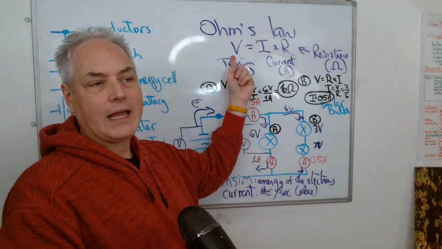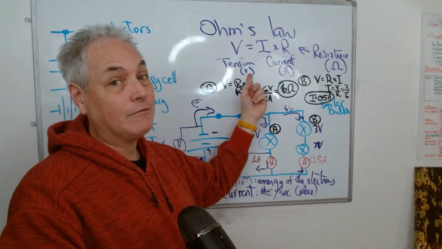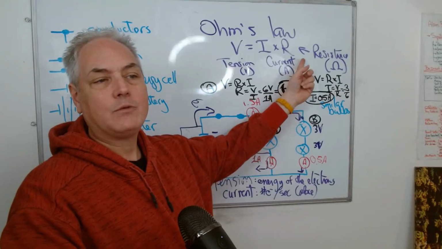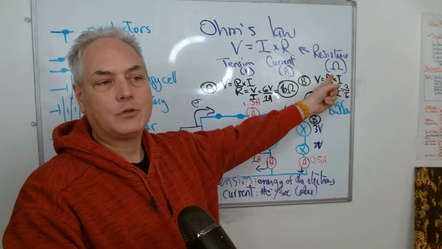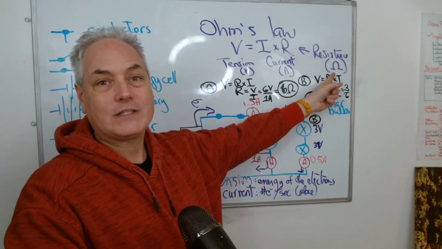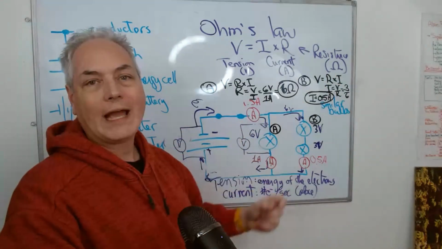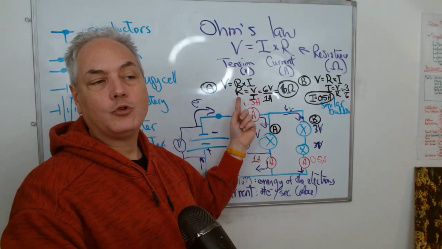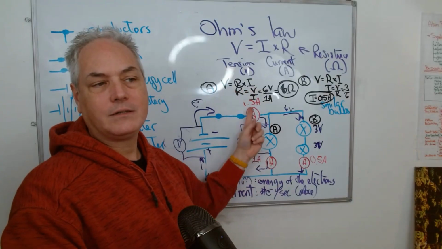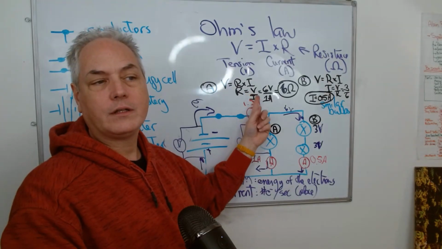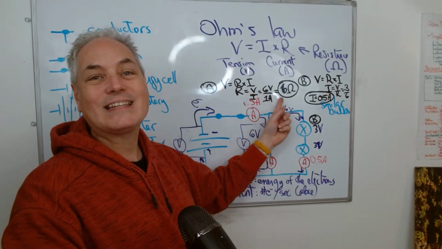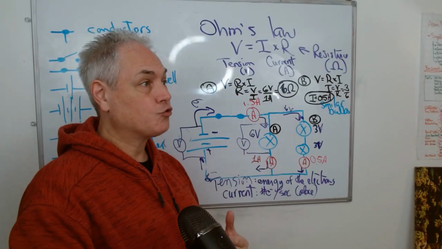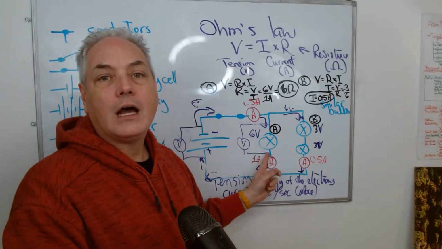Now, what's interesting here is that we have the tension with the units V in volts, equal to the current with the units of amps, times the resistance. And here we have the symbol omega, which represents ohms. So if you look at this calculation, V equals R times I, if I want to know the resistance of this bulb right here, it is the tension over the current, 6 volts over 1 amp, which gives us 6 ohms. So we have here 6 ohms, which is the characteristic or the resistance of this light bulb right here.